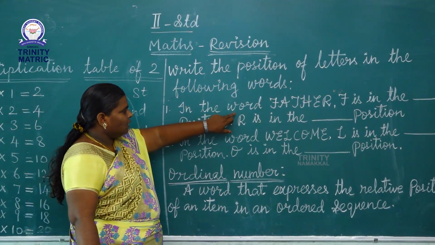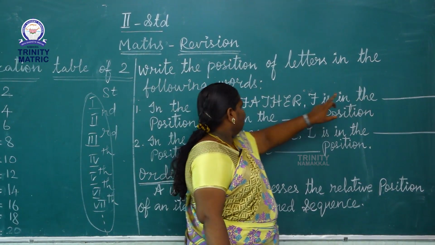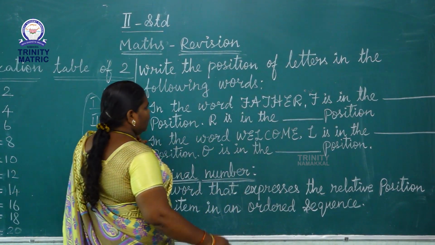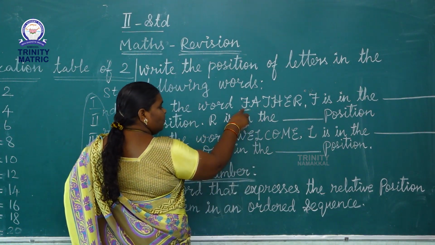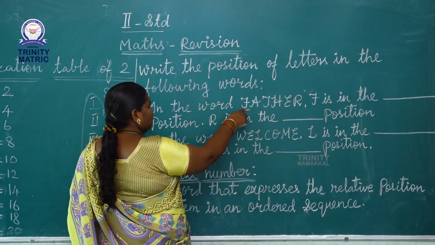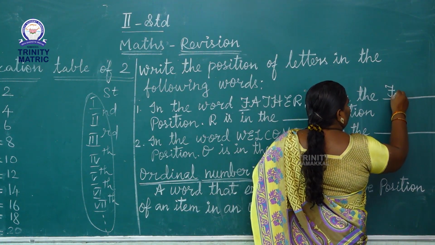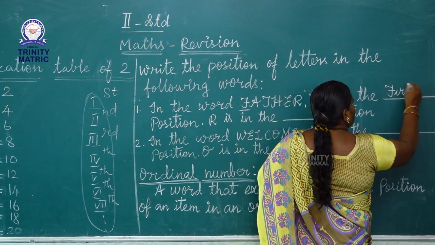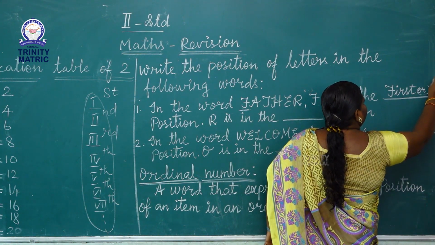In the word father, F is in the dash position. F is in the what position? F is the first letter. So, first position. F is in the first position. F-I-R-S-T, first.